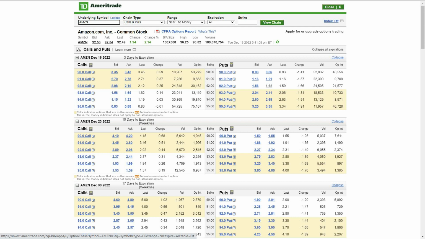Typically, I only like to select options that are going to be expiring within 10 to 20 days. I find that that's basically where the highest theta decay is. That allows you to capture the most theta decay, basically get the most bang for your buck when you're selling options. Of course, you can also go out longer.